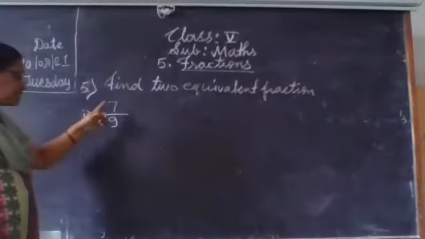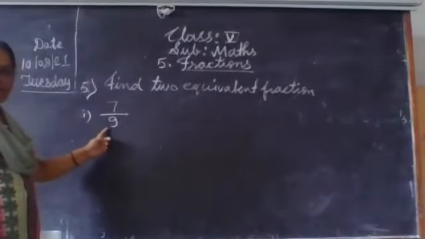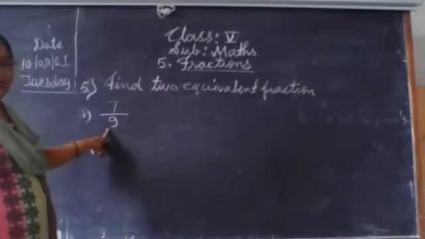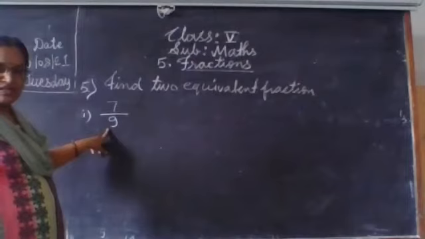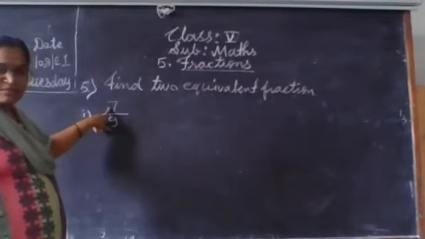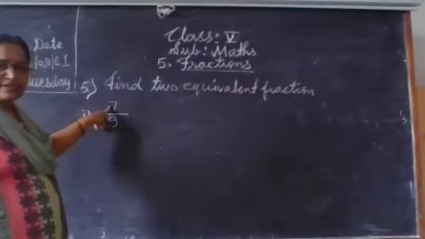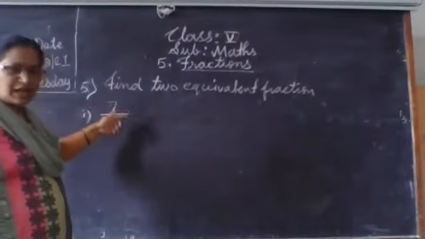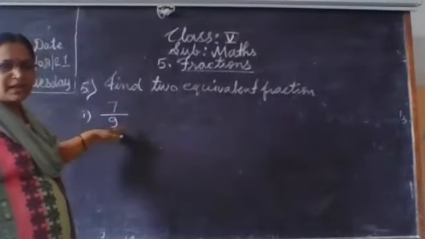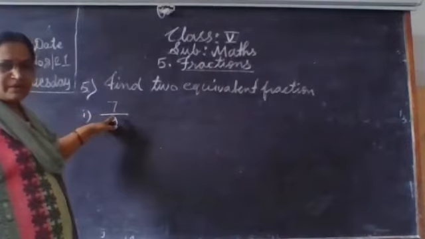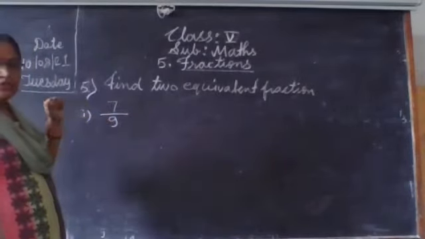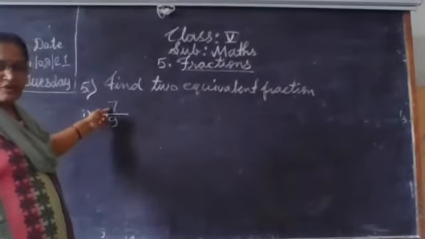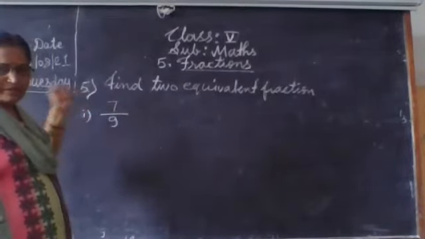Okay, now see beta, 7 is a prime number and 9 is a composite number. Yes, so the divisors of 9 are 3 and 9 itself. But 7 is a prime number, therefore it has only two divisors, 1 and 7 itself. So no number, and you can't use 1 because if you multiply by 1, you will get the same number. Okay, so here we can't divide this fraction. Why? Because 7 is a prime number.